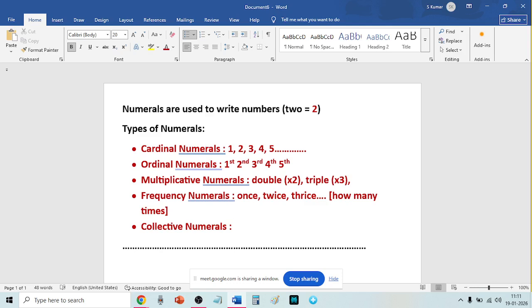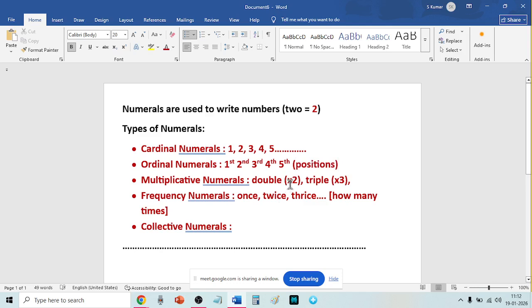Ordinal will show you the position. First, position 1. Second, position 2. Third, position 3. So these are positions. Positions are order. Then we have got multiplicative, double.